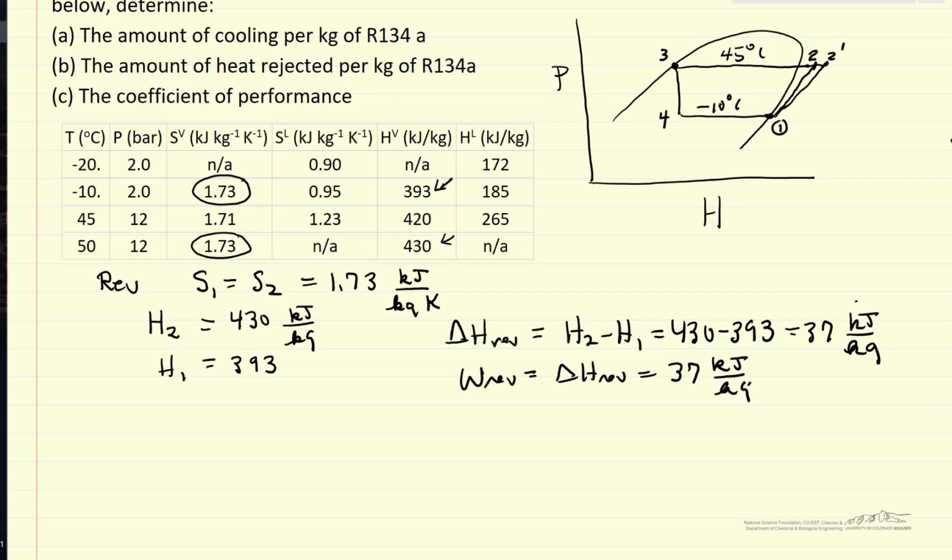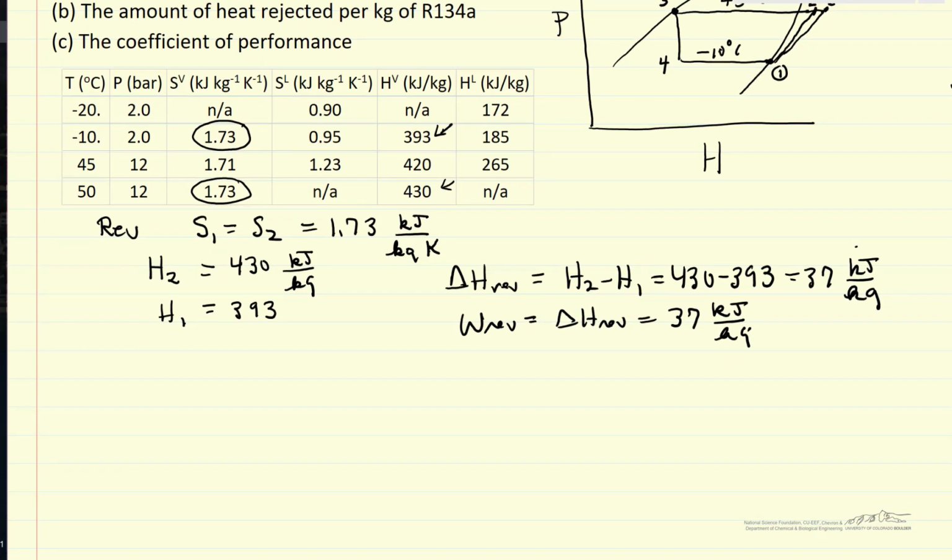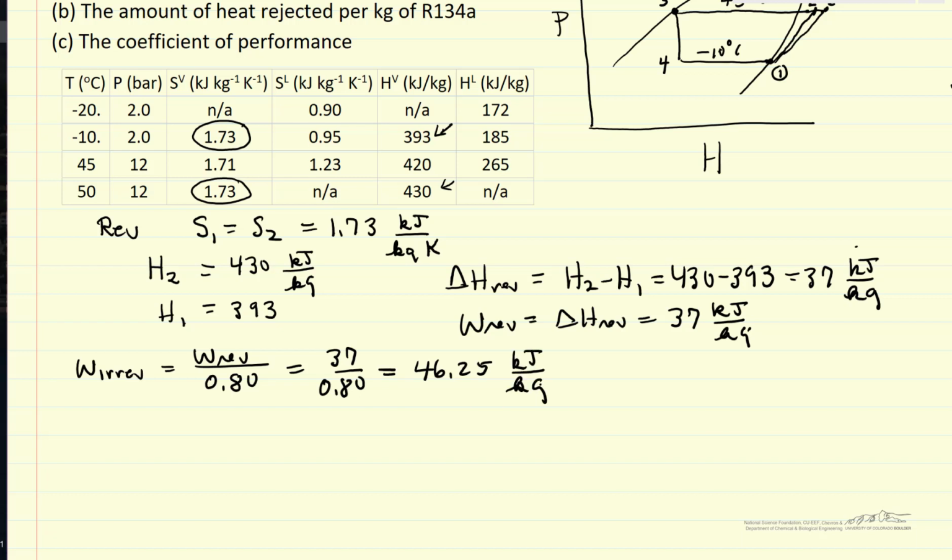Well, what we're interested in is the irreversible case. So the work for the irreversible case, when the efficiency is 0.8, the work has to be more. So it's the reversible work over 0.8, 37 over 0.8, 46.25. Let's keep the significant figures for now. The work is larger. This is the irreversible work. Well, the irreversible work then is the enthalpy change for the irreversible case.